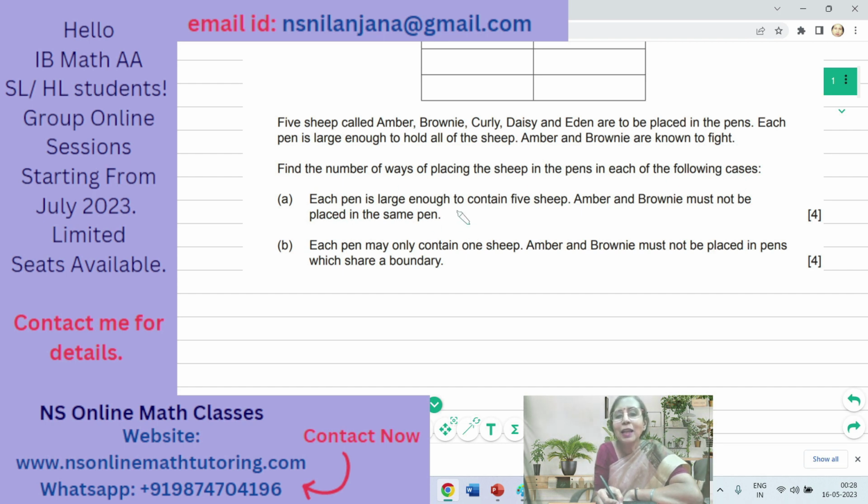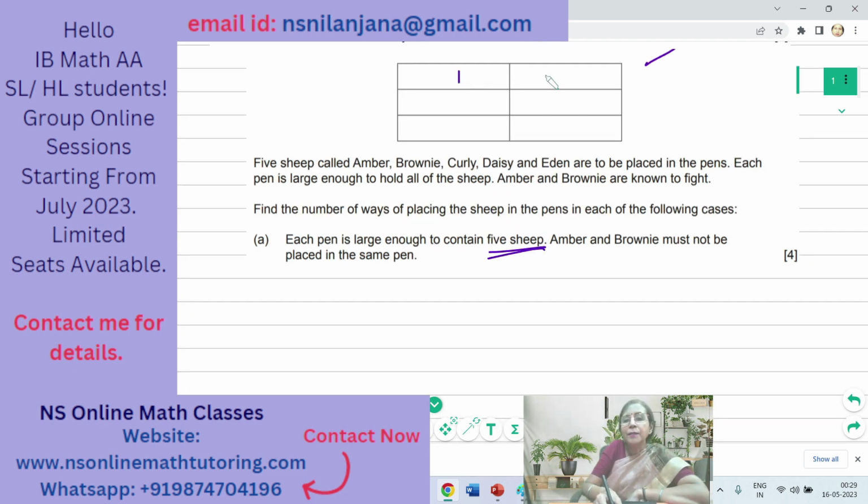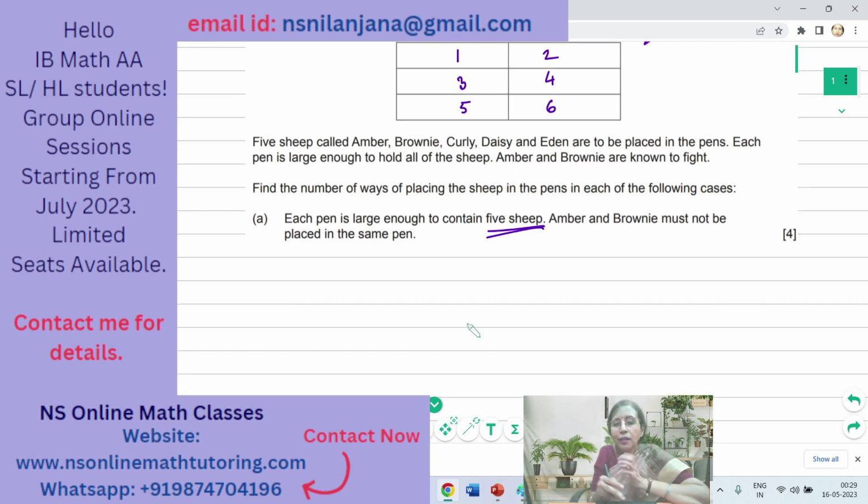Part A, each pen is large enough to contain 5 sheep. Amber and Brownie must not be kept in the same pen, obviously, otherwise they will be fighting. So first of all, let me number the pens: 1, 2, 3, 4, 5, 6. Now, let us first of all place Amber. I'll be taking the first letter of the names because I would have to write all the long names. So Amber, A, is placed in the first pen.